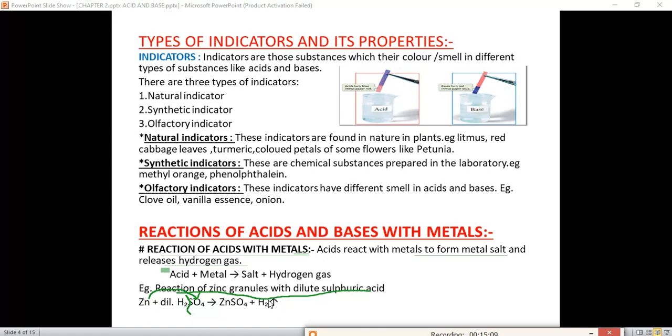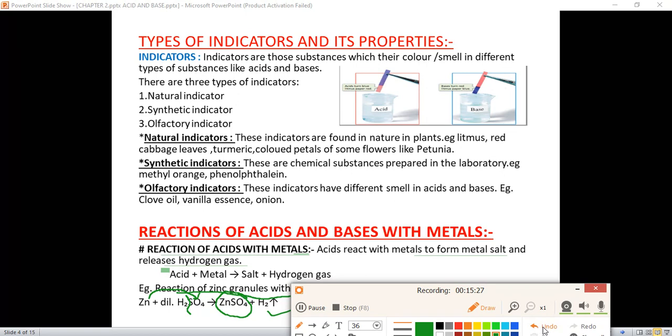The upward arrow shows us that gas is evolved in the reaction. Zinc will react with dilute H2SO4 to give ZnSO4 plus H2. This zinc sulfate is a salt and this is hydrogen gas. So whenever acid reacts with a metal, what will we get? Salt and hydrogen gas.